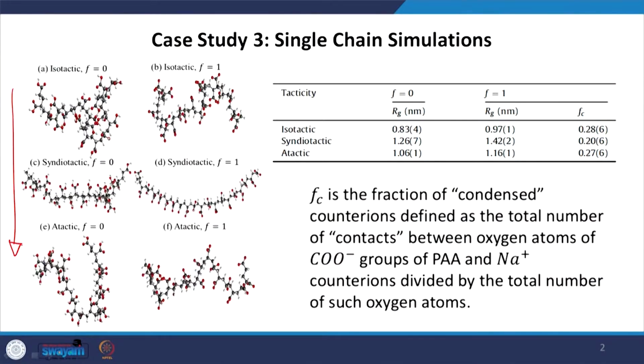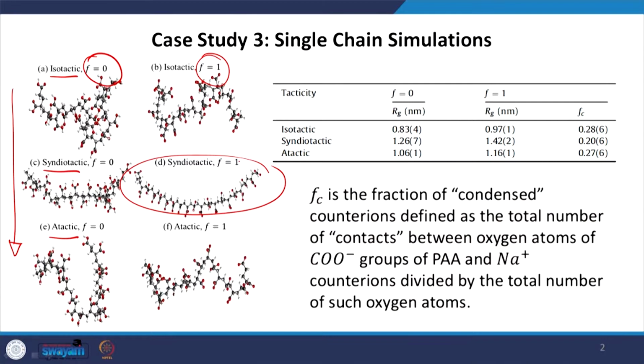So, now the conformation will also depend on the fraction of charge or the pH. So, we are looking at the effect of tacticity and we are looking at the effect of pH. I am showing you here the effect of tacticity. So, I am looking at isotactic, syndiotactic and atactic chains, all of the same number of repeat units, just varying in tacticity, and I am doing it for the F equal to 0 case when it is all neutral and the F equal to 1 case when it is fully ionized. That means all the COOH groups are deprotonated, they are present in the COO minus form.